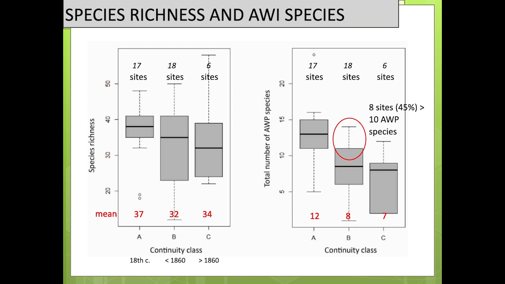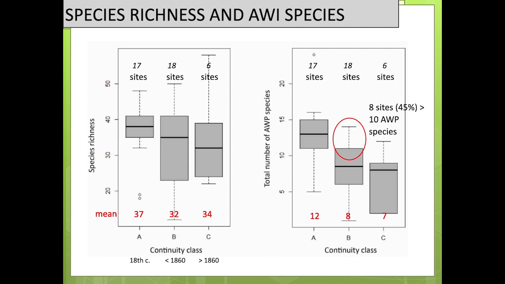If we think about species richness, A are the 18th century woodlands, class B are the plantations from before 1860, and class C plantations after 1860. As you see, we have a very small sample here, while we have a comparable sample between A and B. In terms of plant species richness, we don't actually find any statistical difference. It's not surprising, a lot of studies in the UK, as in mainland Europe, found exactly the same.